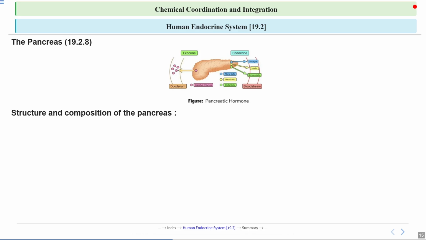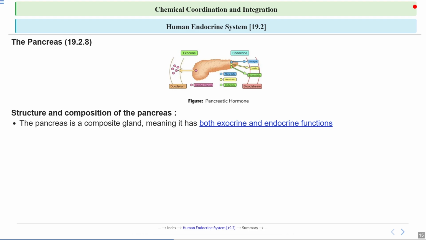Let's talk about the structure and composition of the pancreas. It is an organ that has both exocrine and endocrine functions, and it is made up of two main parts. That is, the exocrine pancreas, which produces digestive enzymes and releases them through ducts into the small intestine, and the endocrine pancreas, which contains hormone-producing cells like the islets of Langerhans. These islets release insulin and glucagon, which help in the regulation of blood sugar levels in the body.